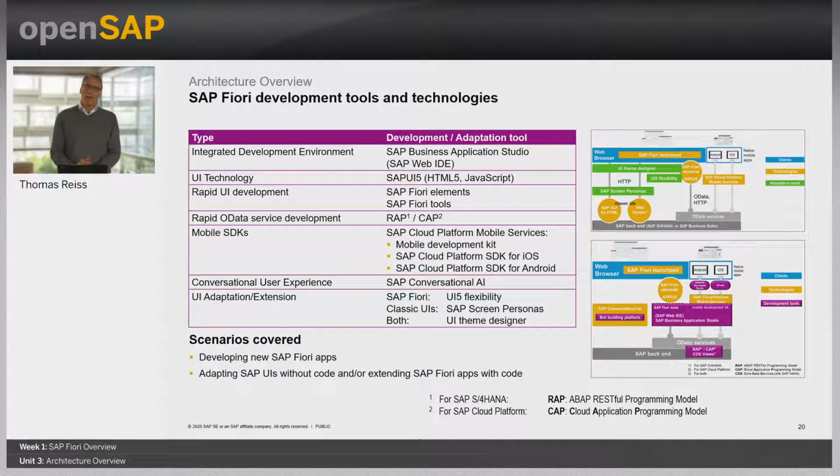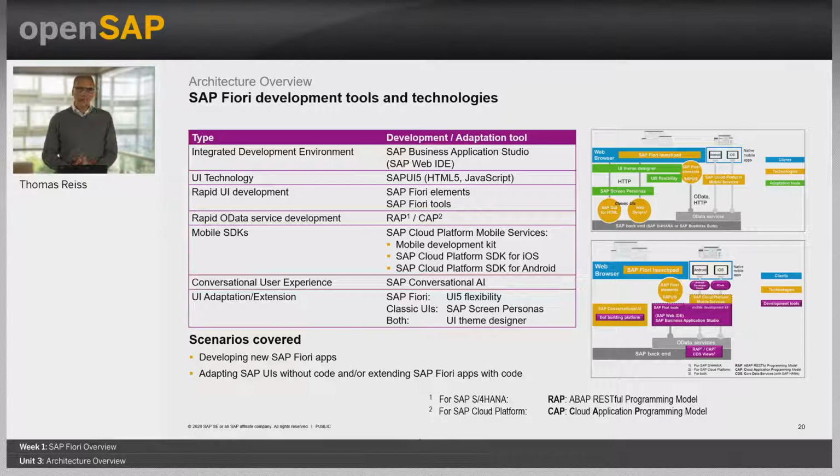So let me wrap up with a summary of the type of adaptation and development tools available to you. Starting from the top, the SAP Business Application Studio is our powerful and integrated development environment. For web apps, SAP UI5 is our development framework for enterprise-grade apps using HTML5 and JavaScript. For rapid UI development, we provide SAP Fiori Elements on top of SAP UI5 and the SAP Fiori Tools plugin to the Business Application Studio.